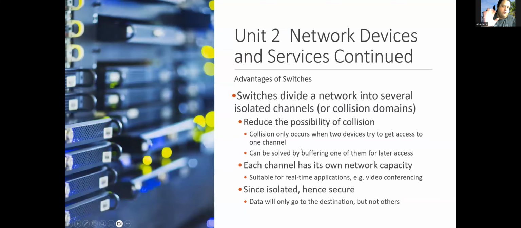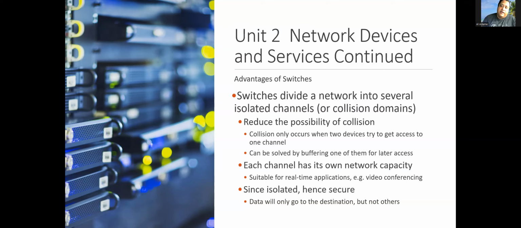Buffering means you put it into a pause pattern and wait, like, hey, hold on, let me finish this and I'll do this. Then it goes on to it. Like when you're on YouTube, for example, it loads, stops, and then buffers or loads more because you're waiting on a switch to get some information from YouTube. Each channel has its own network capacity, suitable for real-time applications, video conferencing, for example.